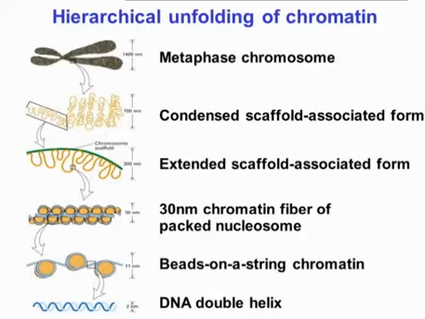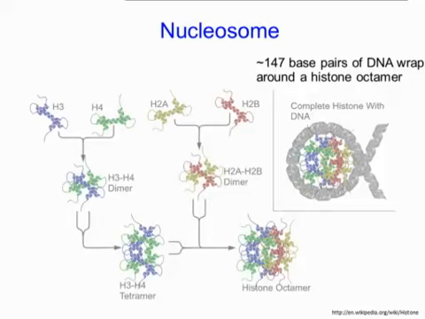This is to tell you about different levels of chromatin condensation. We have the packed chromosomes, nucleosomes, and then this is a beads-on-a-string chromatin. And I'll explain a little bit about the nucleosome, as Dr. Felsenfeld has just explained. You have H3 and H4 forming a dimer and a tetramer, and then H2A and H2B forming a dimer and then an octamer, okay? And then about 147 base pairs of DNA wrapped around the histone octamer to form a nucleosome, okay?